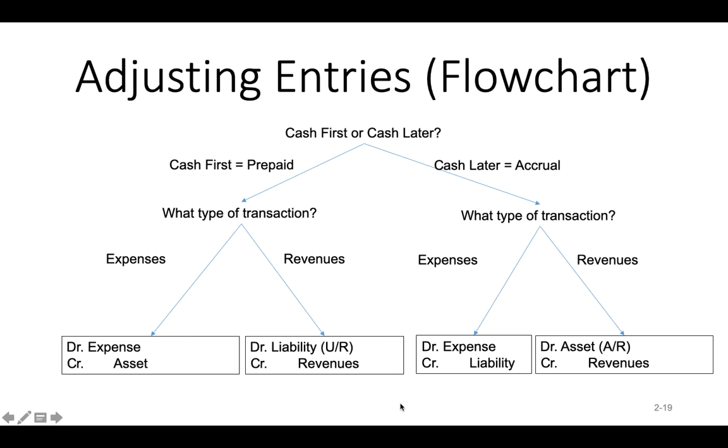One other thing I want to point out here before we're done with chapter 3 is each one of these entries has both a balance sheet effect and an income statement effect. Balance sheet effect, income statement effect, balance sheet effect, income statement effect, balance sheet effect, income statement effect. Adjusting entries always affect a balance sheet account and an income statement account. I think that might be helpful for you.